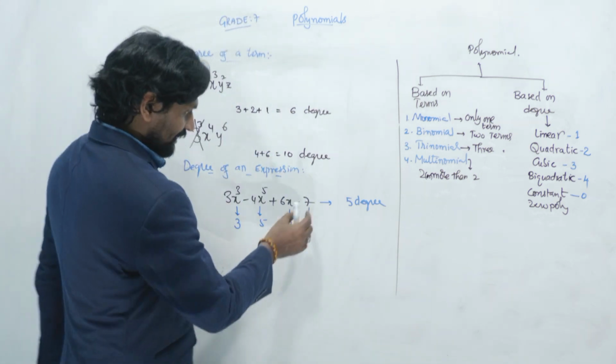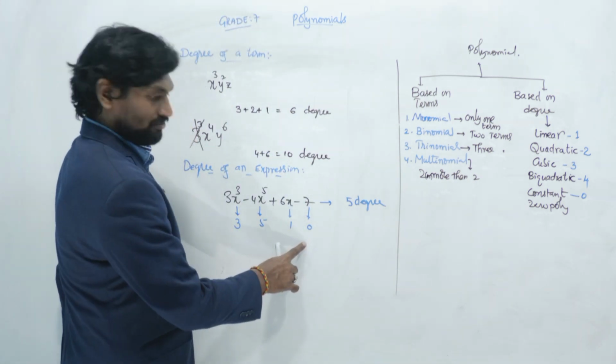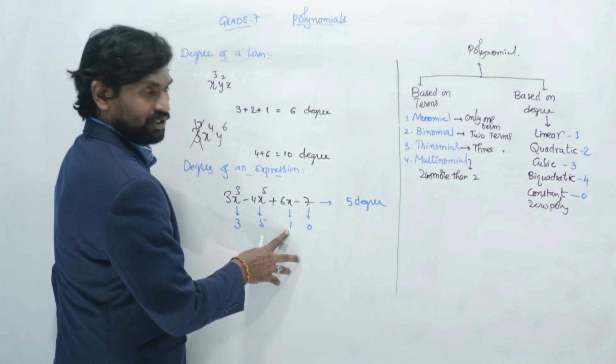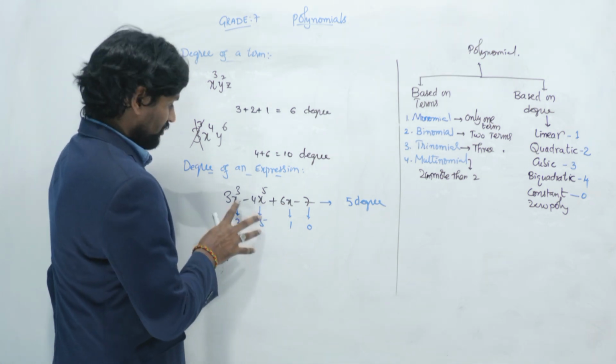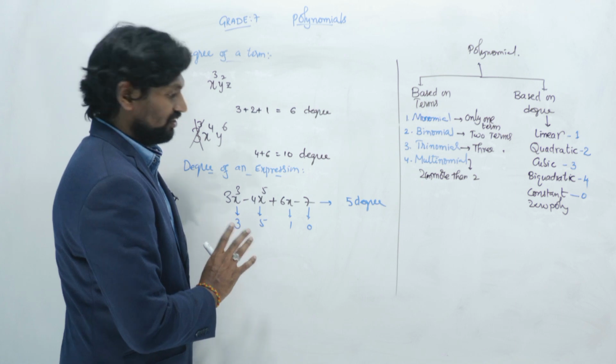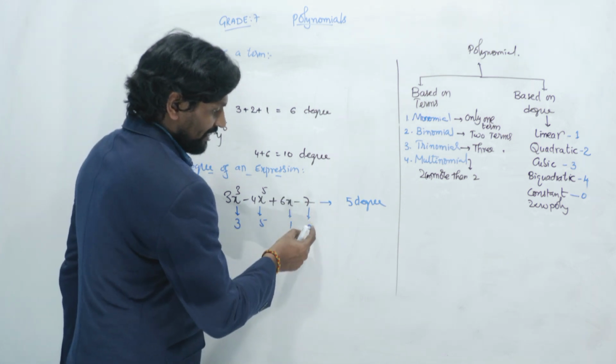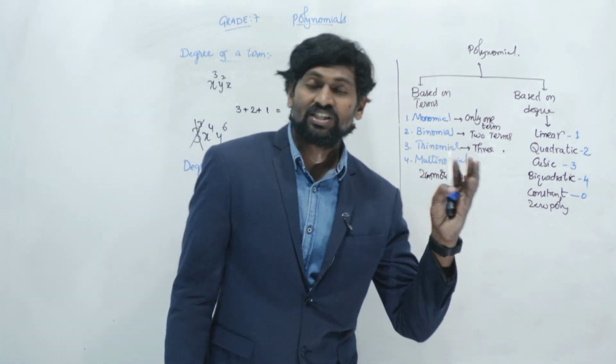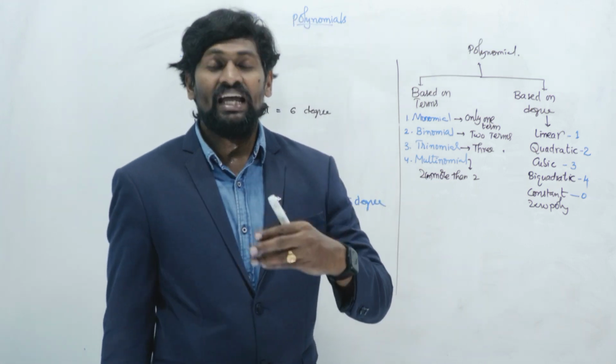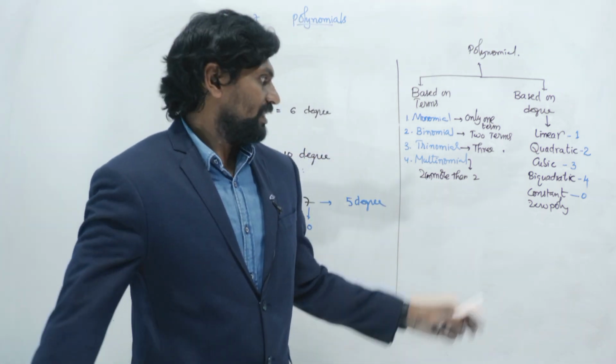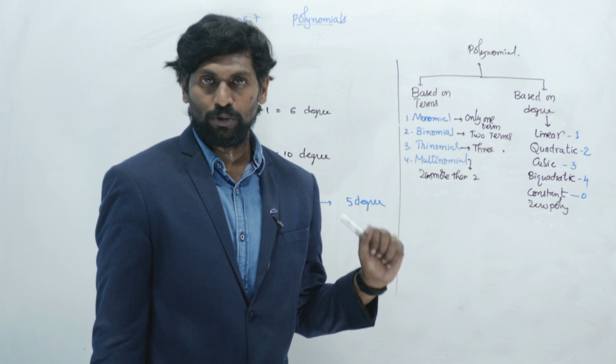Here see, 7 has degree 0. Here x has degree 1. Here x has degree 5. Here degree 3. Okay? So the constant has degree 0. So a number constant we can take as a polynomial of degree 0. Sorry, a constant polynomial has degree 0.